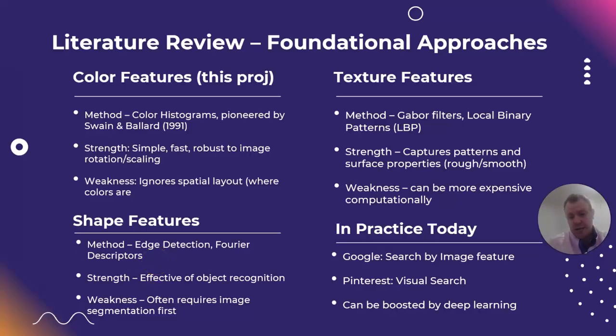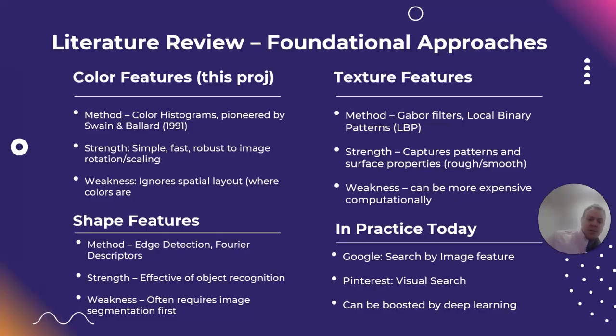Texture features: you can search by texture rather than color, talking about rough or smooth. The methods are Gabor filters or local binary patterns, LBP. The serious drawback, though, is that it can be more expensive computationally. So depending on the project where you are trying to search for textures, this can cost a lot more computationally. So scalability-wise, it can be a little dubious because it is so computationally expensive. That can be a major drawback.